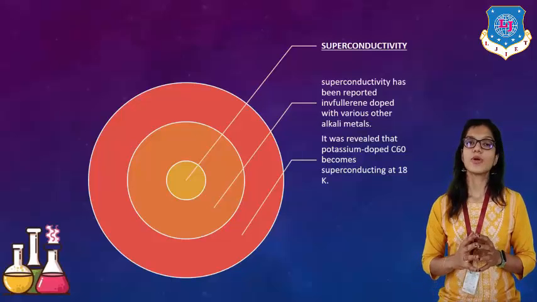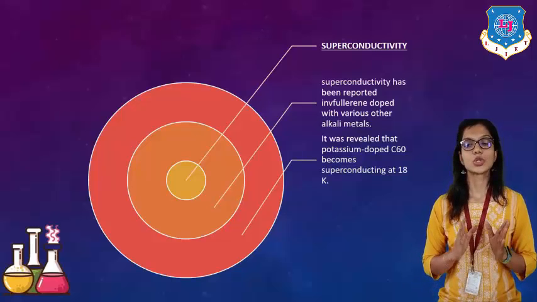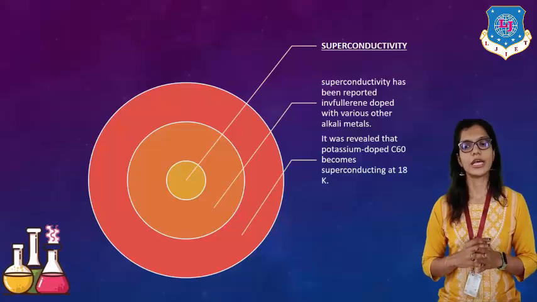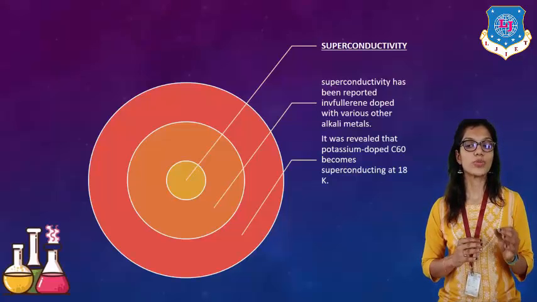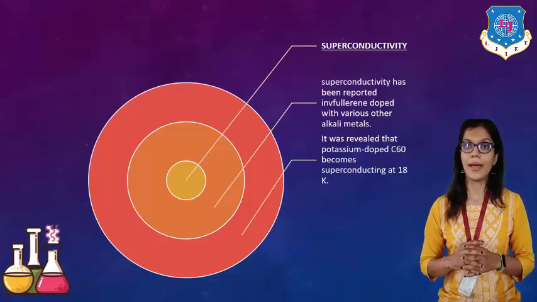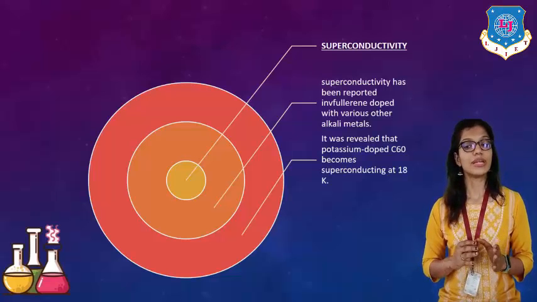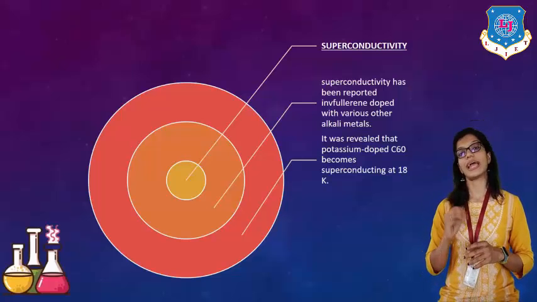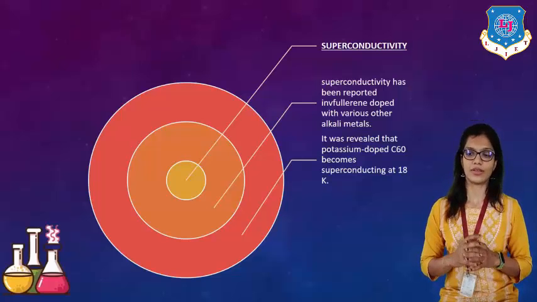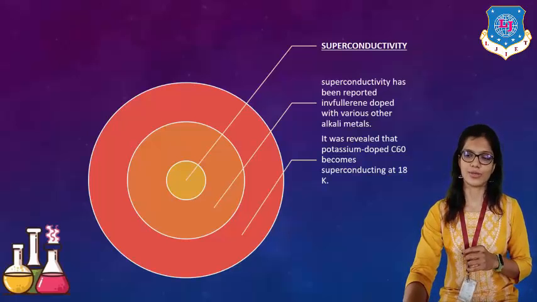Okay. The next property that we will have is superconductivity. Superconductivity has been reported in fullerenes doped with various alkali metals. It was revealed that potassium doped C60 becomes superconducting at 18 Kelvin. Okay.